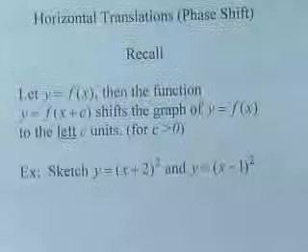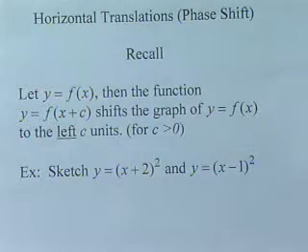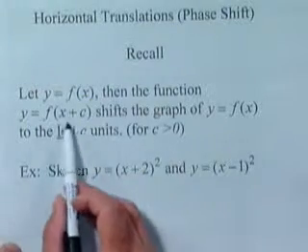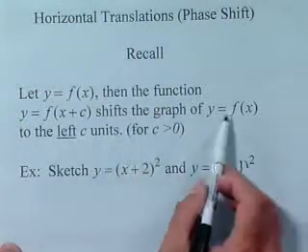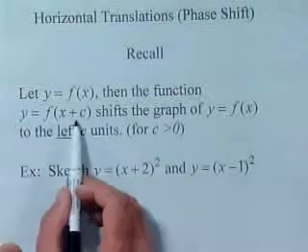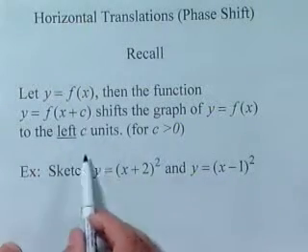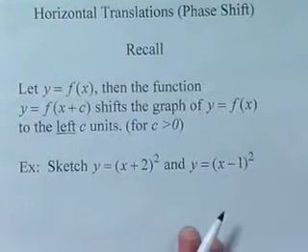In the last lecture, you learned how to vertically translate a sine or cosine function. Now we'll learn how to horizontally translate a sine or cosine function. Let's remember, if we have a function y equals f of x, then the function y equals f of x plus c shifts the graph to the left c units. That's if c is positive. Okay? f of x minus c would shift to the right c units.